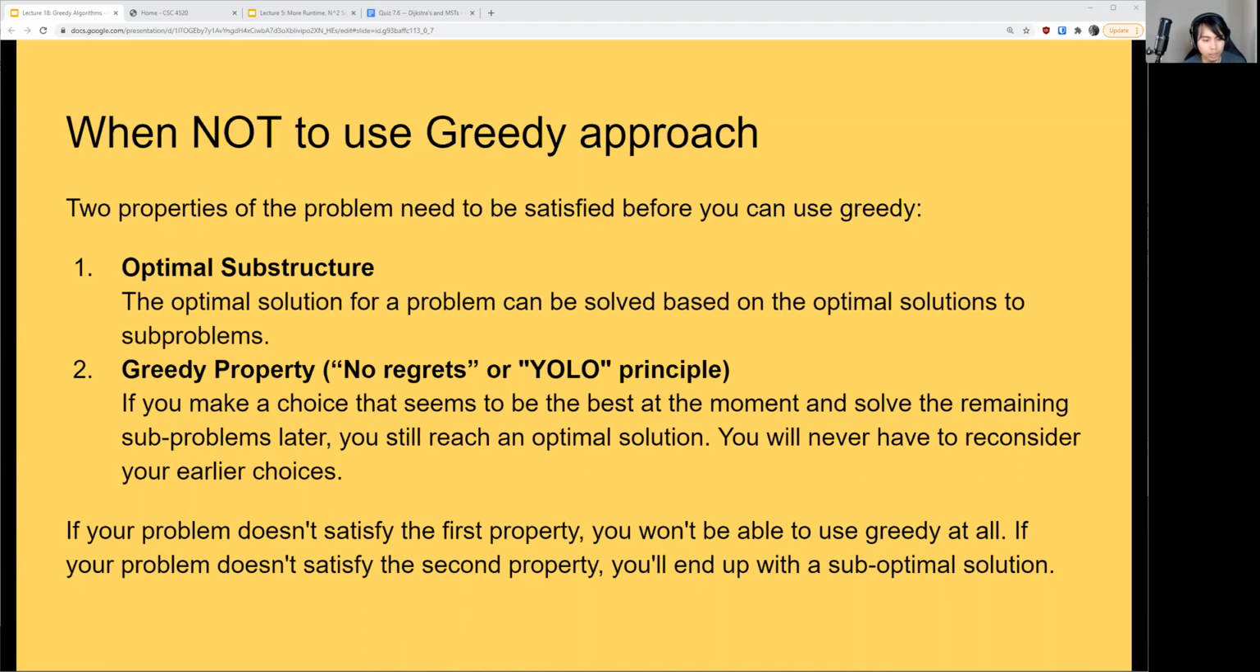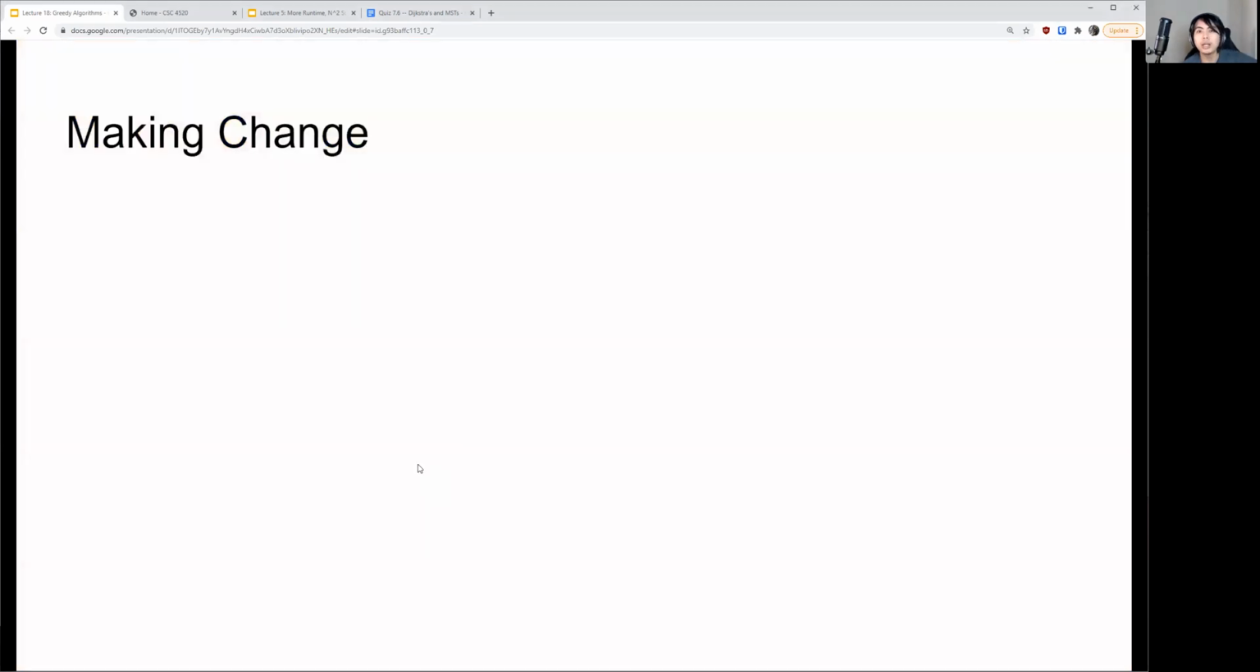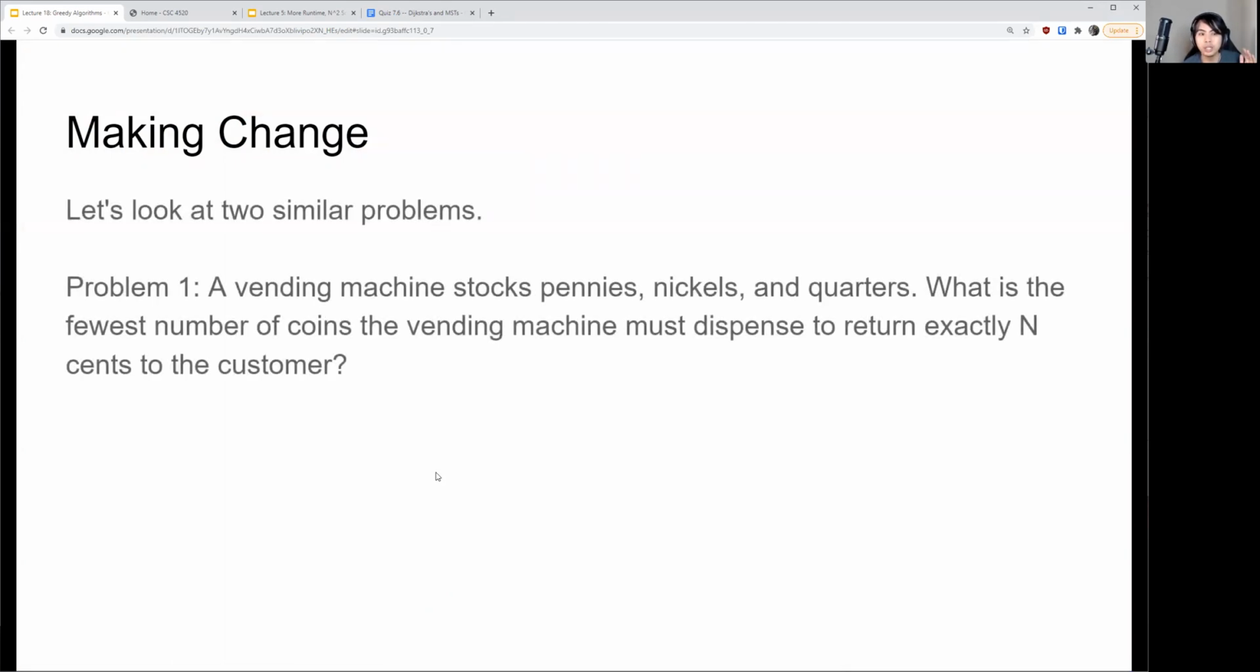Okay, so let's go ahead and take a look at a concrete example here. Let's take a look at two separate problems that are very, very similar, but just by changing a small part of the problem, you can use greedy or you can't. All right, so here's problem one. A vending machine has pennies, nickels, and quarters. For those of you who are not in the US and don't know what these mean, this is a 1-cent coin, a 5-cent coin, and a 25-cent coin, right?